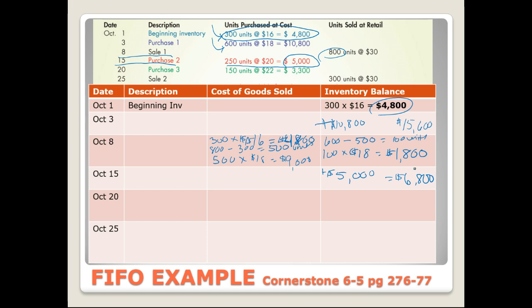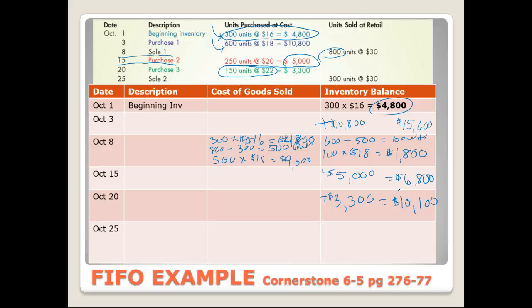Do we sell any on October 20th? Nope. In fact, we're going to purchase some more. So we had $6,800 worth of inventory, and it's saying that we're going to purchase 150 units at $22 a unit, which is another $3,300. If I add $3,300 to my $6,800, I come up with a total value of goods available for sale of $10,100. So what happens on October 25th?